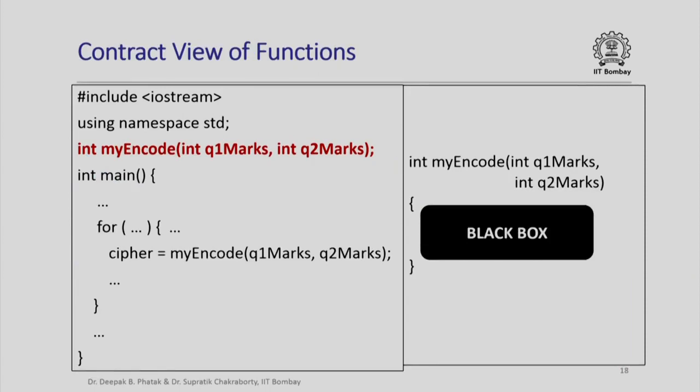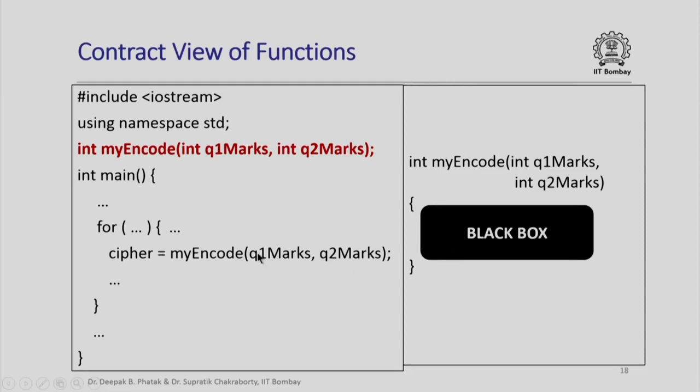Now that we have seen a simple usage of functions, let us try to understand how we might also want to view functions when we are calling them from a function like main. In fact, when I call the function myencode from main, I really need not worry about how inside myencode the cipher will actually be calculated. I can think of the internals of myencode as a complete black box.